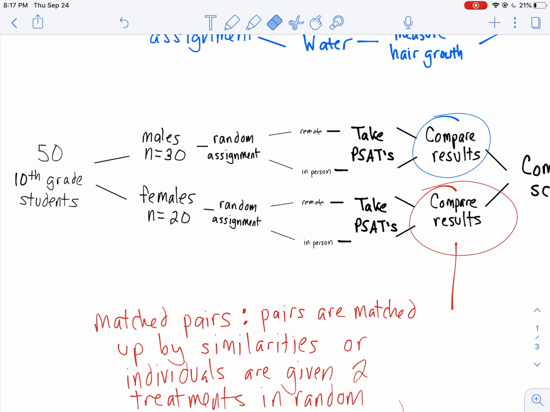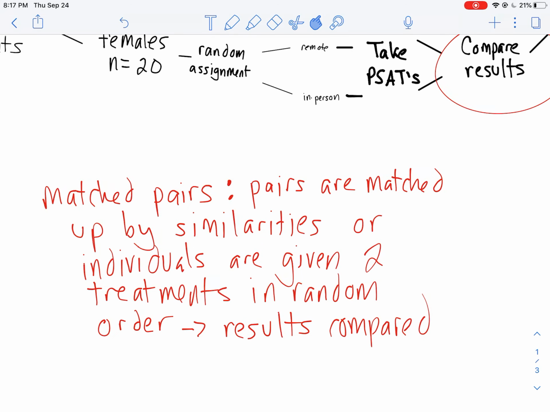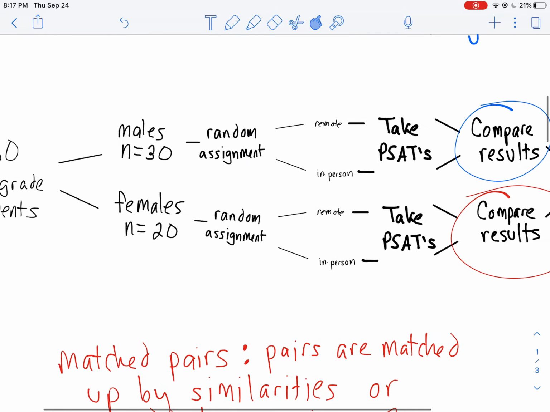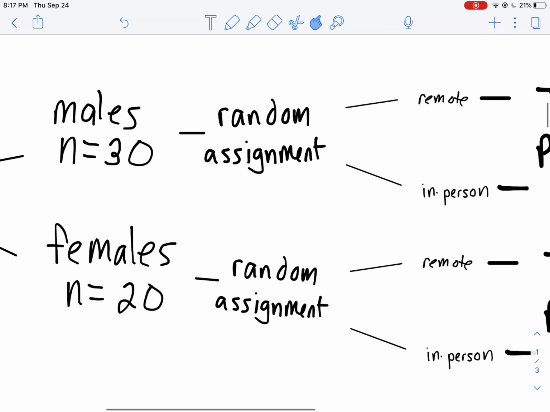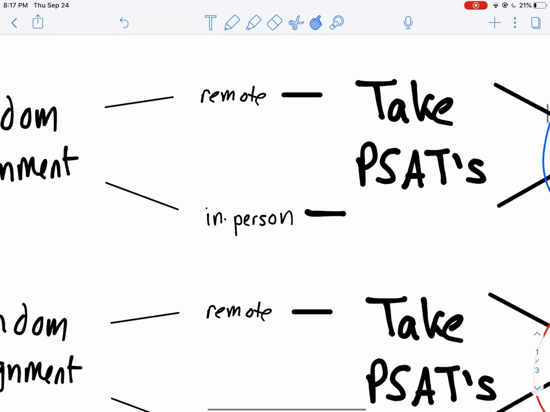All right, so what else I mentioned here was called a matched pairs design. Matched pairs are very common. It's a method where pairs are matched up by similarities, or individuals are given two treatments in random order, and then the results are compared. What that could look like in our case up here, right? When I separated the males, and I separated them in half, right? Half of them getting remote, half of them getting in person. Maybe what I would do is I would pair up remote and in-person males here to compare their SAT scores.